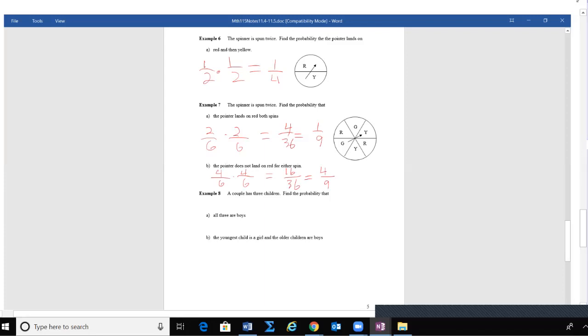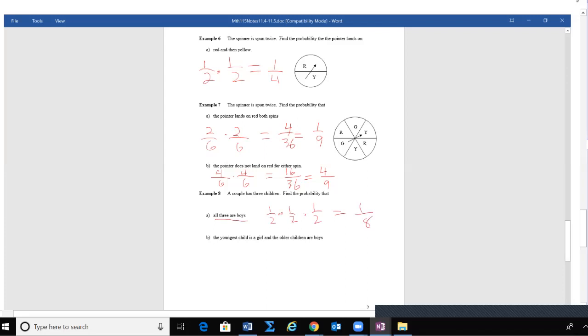A couple has 3 children. Find the probability that all 3 are boys. One birth does not affect another. It has nothing to do with it. So the probability of a boy on the first child is a half. The probability of a boy on the second child is a half. The third child is a half. So this is an and situation: boy on the first and the second and the third. So there's the word and. All 3 are boys, so we end up with 1/8.